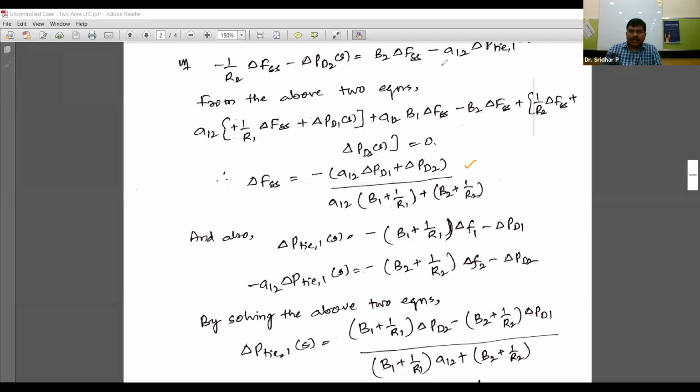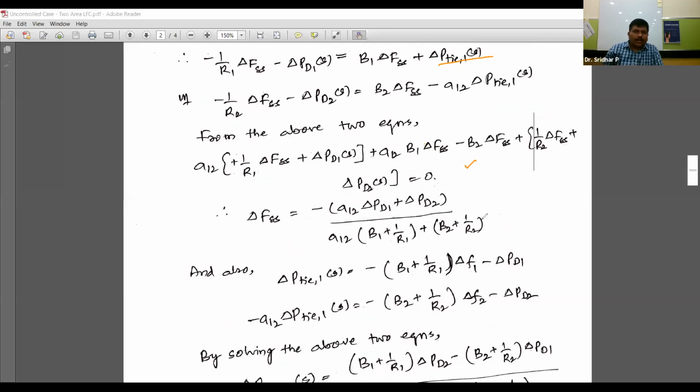Now just now we have solved up to this, and if you are rearranging this equation, how we are going to rearrange this equation means, now see, in this expression and this one, the only common element is P tie 1 of s. So you can equate this, and if you do some algebraic simplification, now we are going to get delta FSS. This is the total expression. Just now we have discussed this. Delta FSS is equal to minus of A12 delta PD1 plus delta PD2.